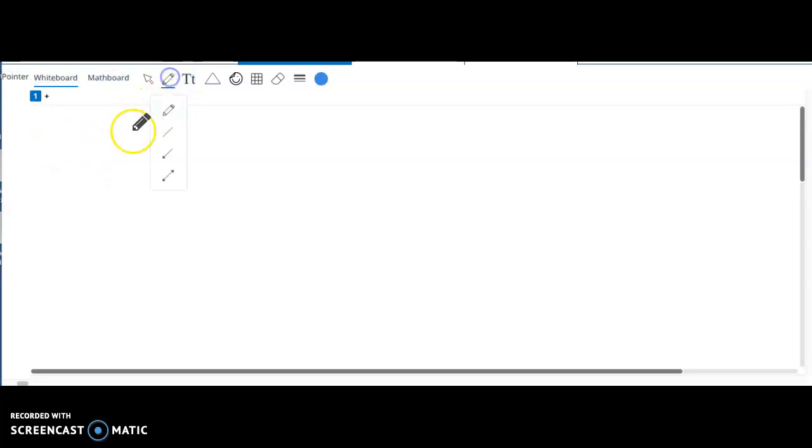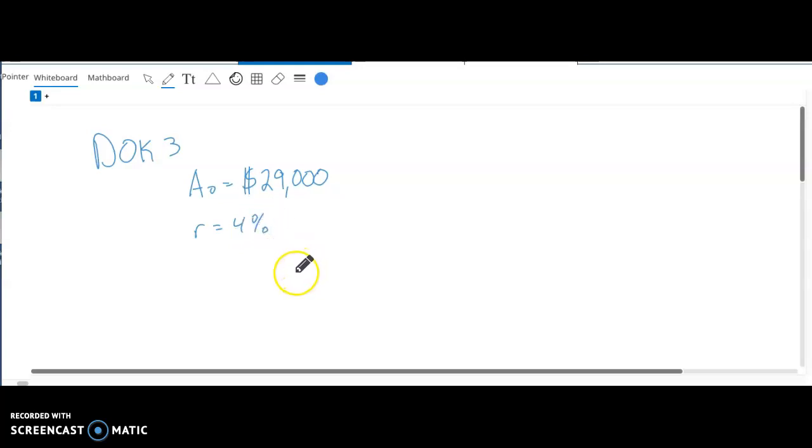All right, so we're on DOK3, and we're on the last bullet. We're on the third bullet point of the first bullet point. Lena has a job offer with an initial salary of 29,000, with a percent that is going to be your rate of 4%, and increase yearly. And pretty much this is a growth factor of 1.04. So this is what we care about.